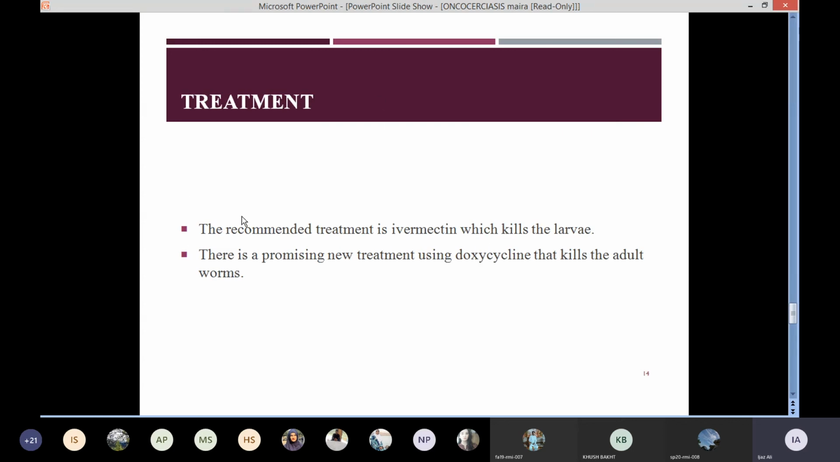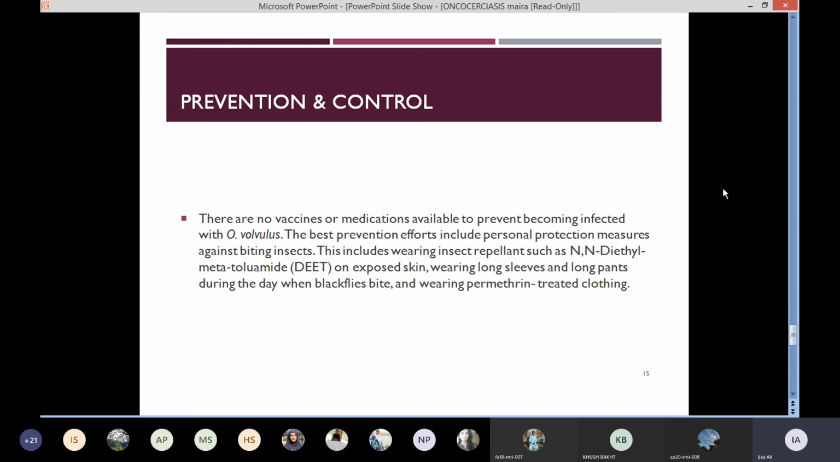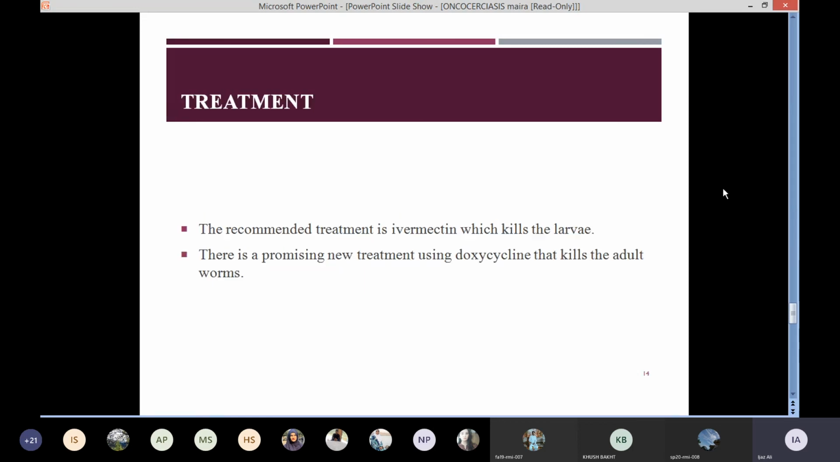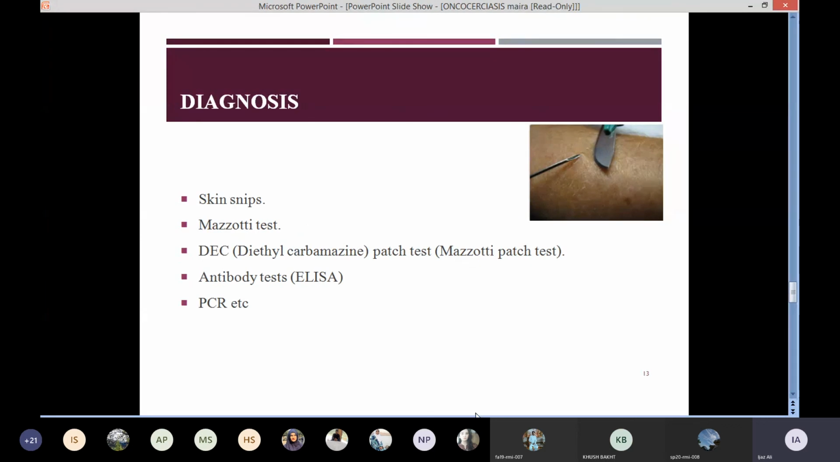And the treatment: ivermectin is recommended because it can kill these larvae, and it's quite effective. There are also other treatments, which include doxycycline, which kills the adult worms. So different drugs kill different stages in the life cycle of this parasite, and different combinations are used. Prevention and control is the best way.